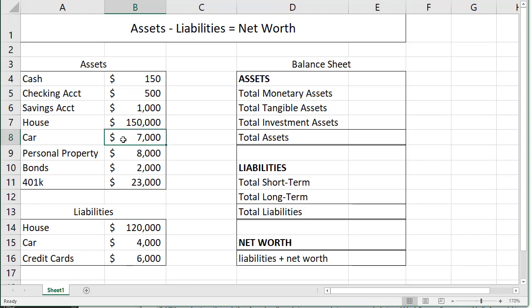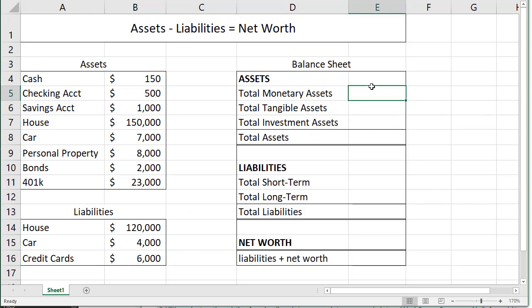I have a car that is currently worth $7,000. I also owe $4,000 on it. Personal property, everything that's in my house, totals up to somewhere around $8,000. I also, for example's sake, say I own $2,000 in bonds. I have a 401k with $23,000 in it, and the other liability that I have is just some credit cards where I have some debt there that I'm going to try to get rid of pretty quickly.